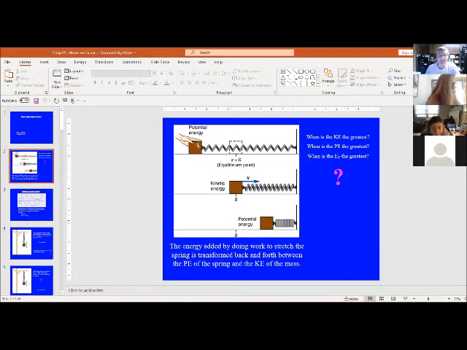So you have a box on a spring oscillating back and forth. Remember, we call the position x equals 0 the equilibrium position. This particular spring has both compression and expansion. So with this box going back and forth, when is the kinetic energy of the system the greatest?